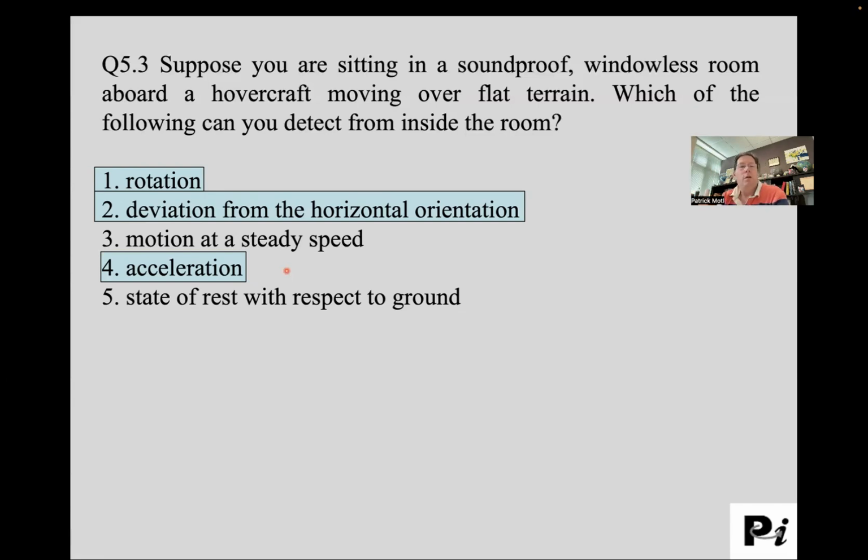Okay, so you can tell if there's an acceleration, you can tell if it's tipping, so there's a deviation from the horizontal, you can tell if there's rotation. There's nothing you can do from within the frame of reference outlined in that question to tell if you're moving with a constant velocity or you're in a state of rest.